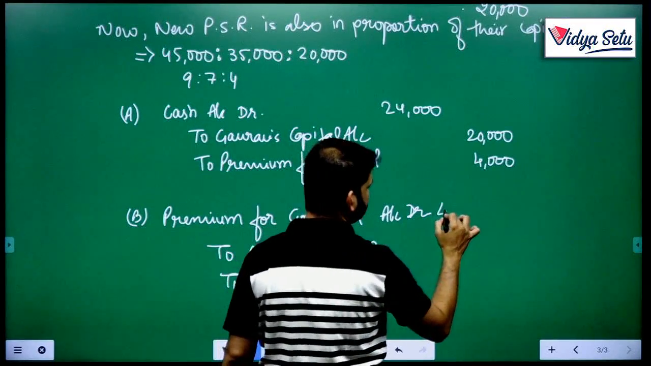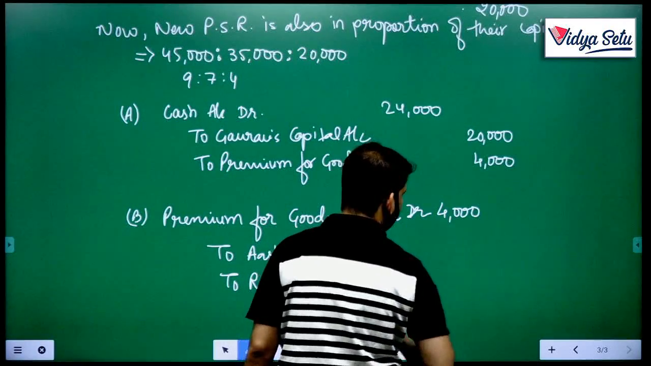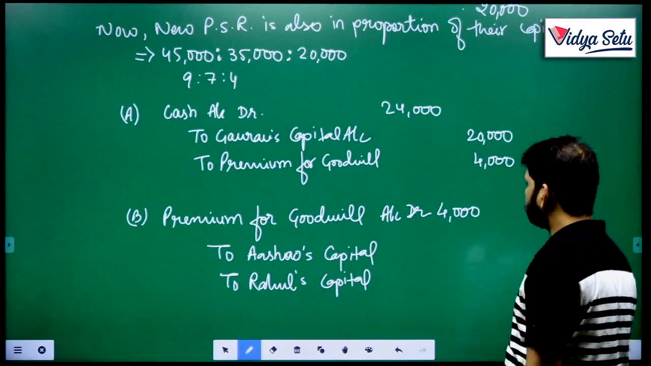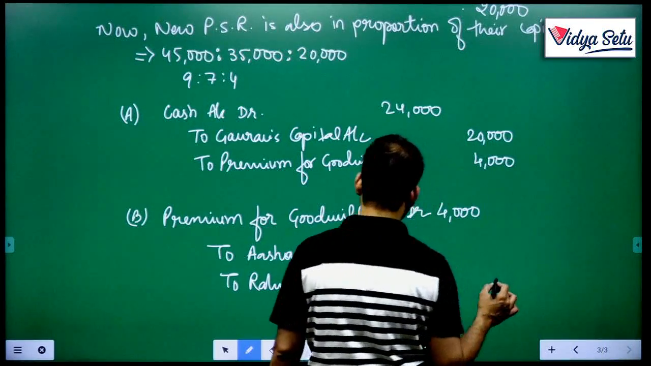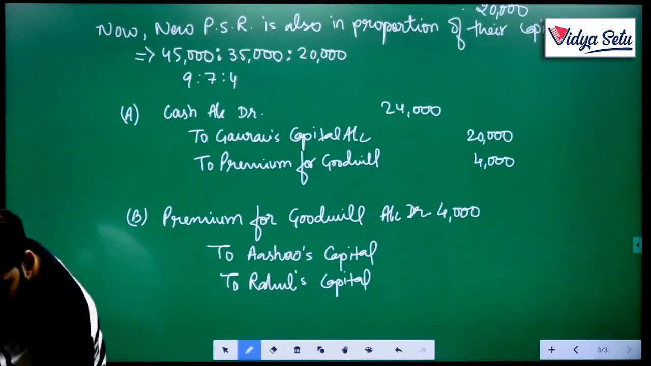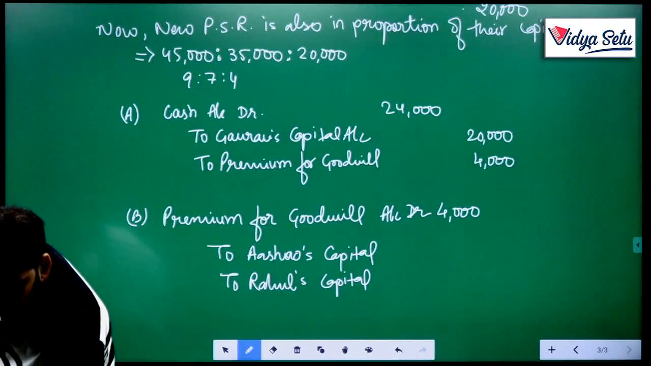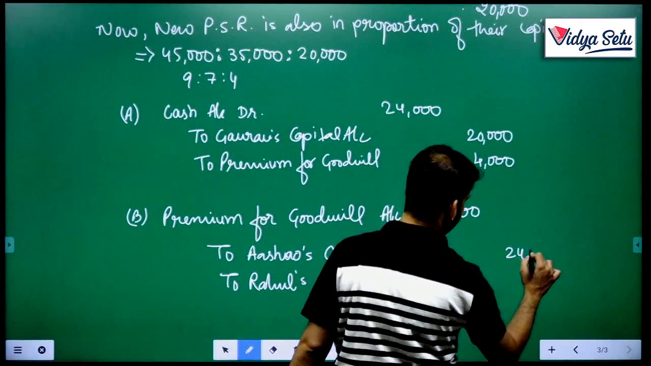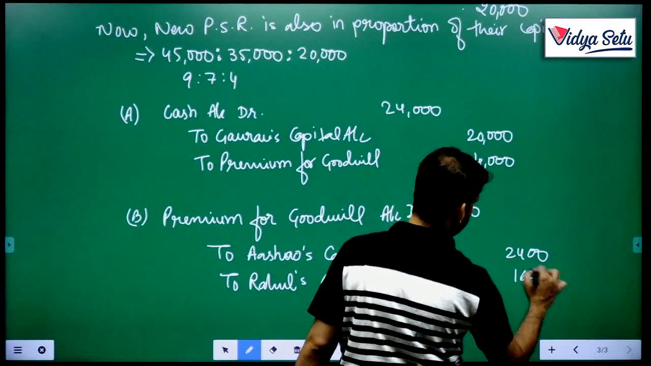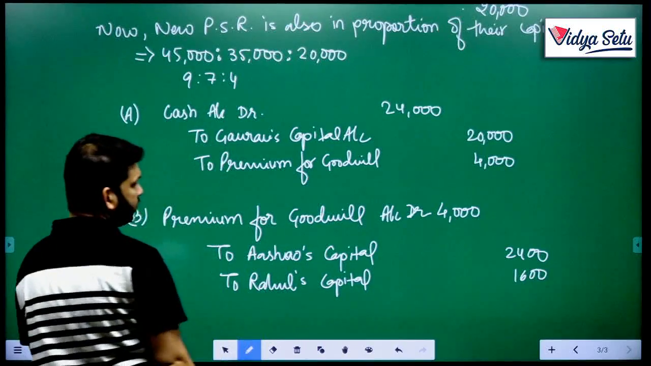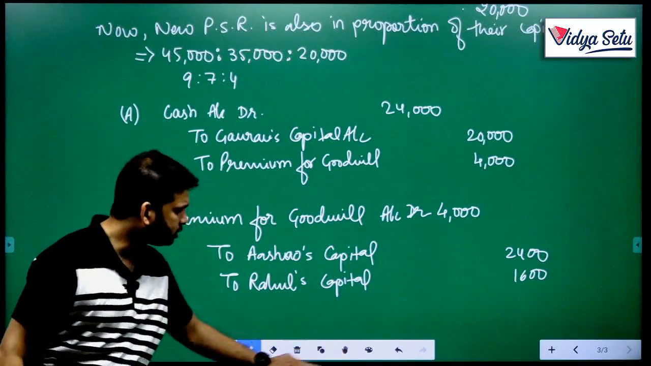Now this 4,000 is to be divided in the sacrificing ratio. I believe the old ratio is the sacrificing ratio. So 4,000 by 8, 500 into 5 is 2,500, and 3 into 500 is 1,500. Yes, and the question is done. Just look at it.